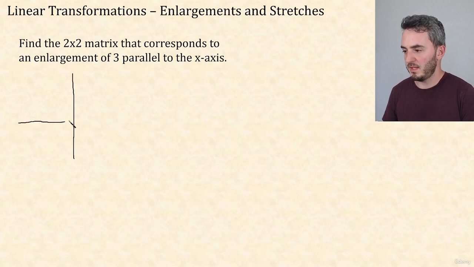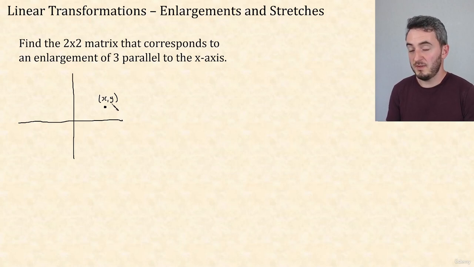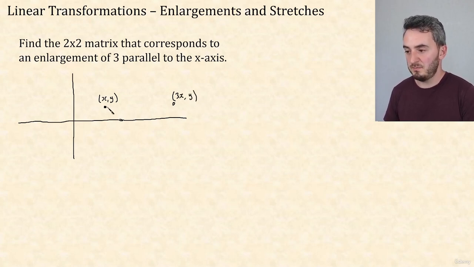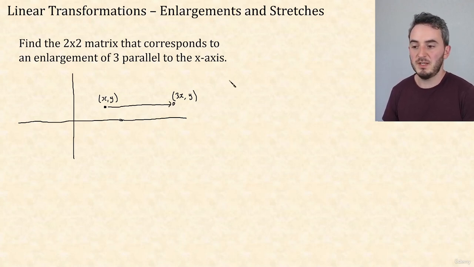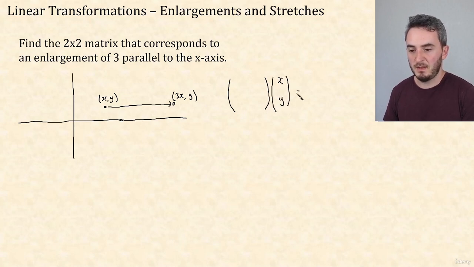Well, what it means is if we have a particular point, like the point x, y, well, this should be stretched out so that all of its x values are 3 times what they were. That is, this point gets stretched out to here so that the new x value is 3x and the new y value is the same. So this is parallel to the x-axis because it's been stretched that way. So the question is, what's the matrix which takes the point x, y and maps it to the point 3x, y?